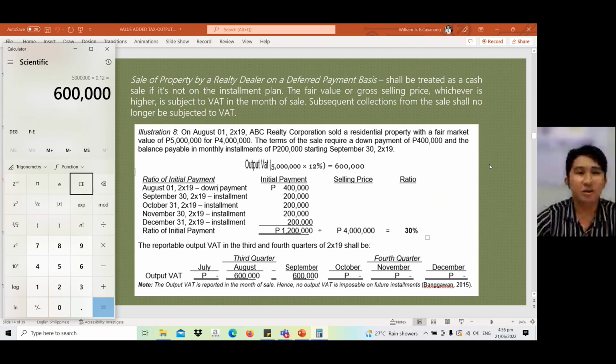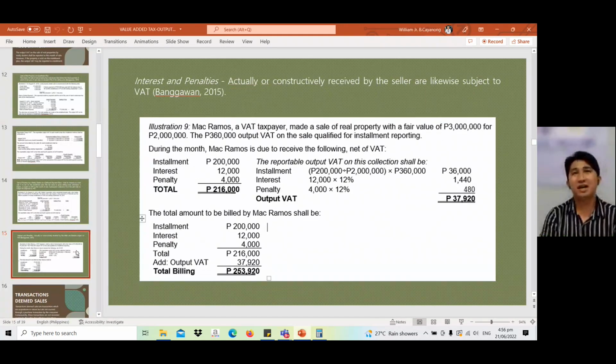To continue, interest and penalties. Actually, interest and penalties are subject to VAT. Kaya if ever may mga penalties po, hindi nakapagbayad, so kung mag-bill ka with the VAT, kailangan din i-VAT natin yung interest at saka yung penalty. Okay, let's have an example.